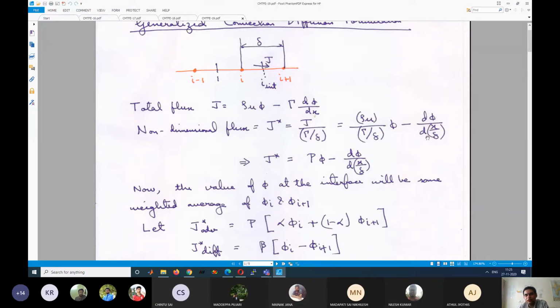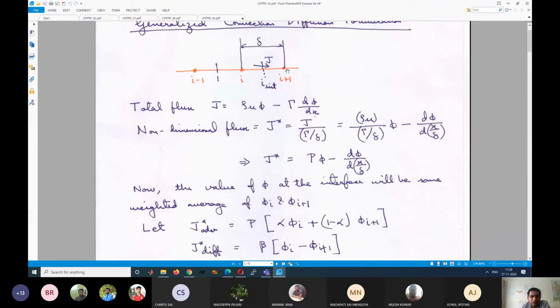So x by delta is the non-dimensional length, where x varies from I to I plus 1, so x by delta goes from 0 to 1. And rho u by gamma by delta is the Peclet number. So J star can be written as P phi minus d phi d(x by delta). This is in non-dimensional form, and both the terms are non-dimensional. It is valid for any region, at the interface, along any direction. Whatever the value of x, if you put that in, you will get the value of J star.